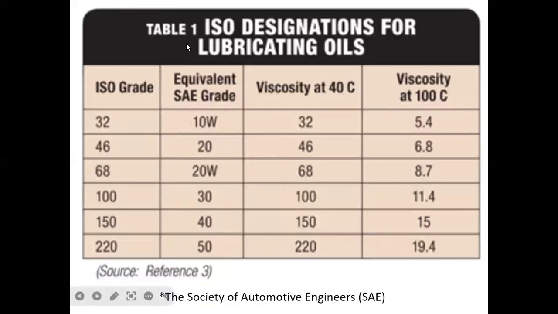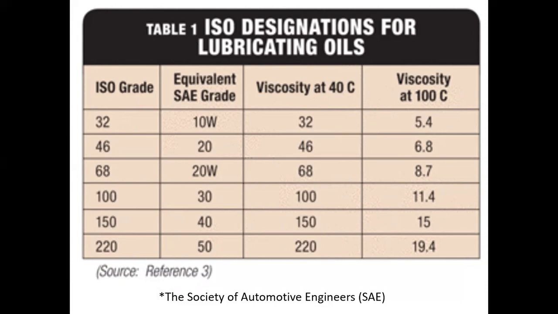So according to this Table 1, ISO designations for lubricating oils, we have different ISO grades. So we have 32, 46, 68, 100, 150, 220, and their equivalent viscosity at this particular temperature of 40 degrees Celsius. Say for example, if you have ISO grade 32, the viscosity at 40 degrees is approximately 32. And at 100 degrees Celsius, you can see here that the viscosity actually lowers down to 5.4.